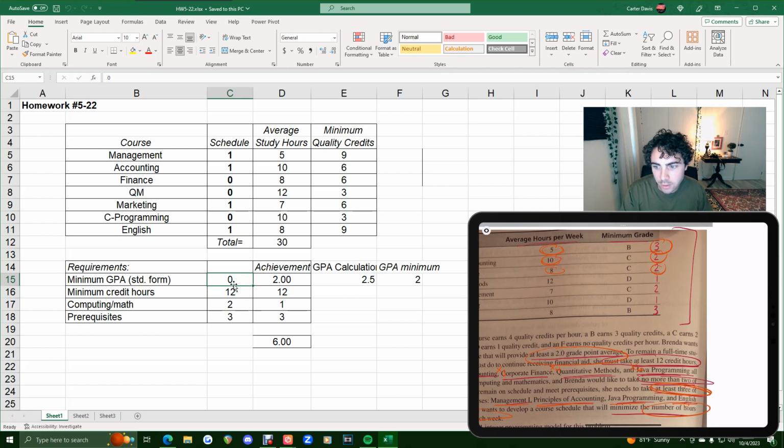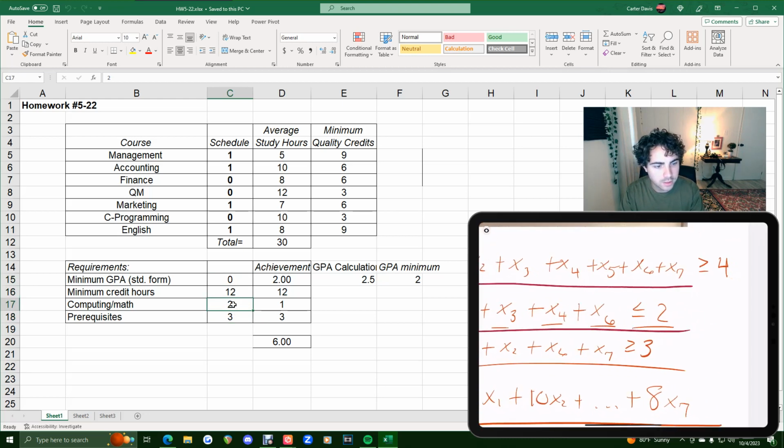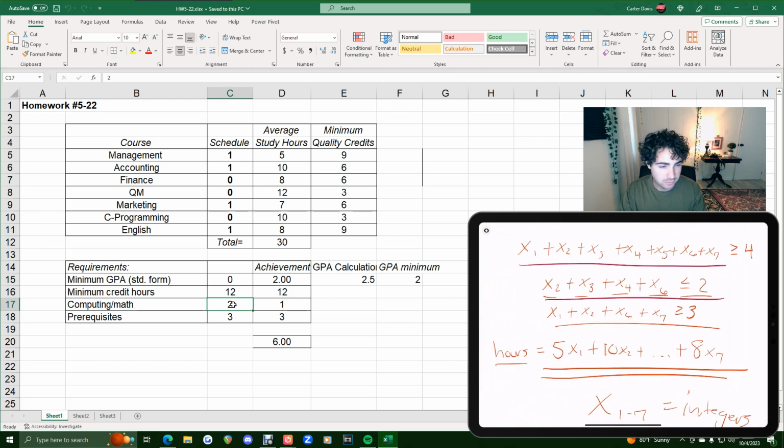Sorry. So minimum GPA. Oh, that's the annoying thing. The organization here I don't really agree with. I don't really know what's going on here, because they have minimum GPA over here. So minimum GPA is 2. Minimum credit hours is 12. Computing, you don't want more than 2. And then I guess these are really just the boundaries for the inequalities that we had set up, more or less. I wouldn't sweat it too much.